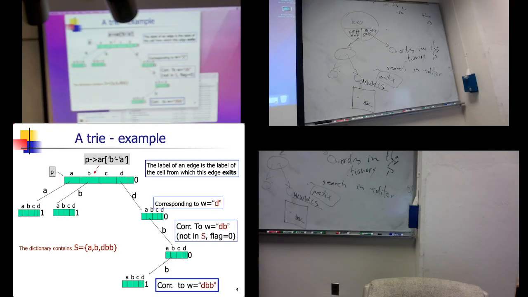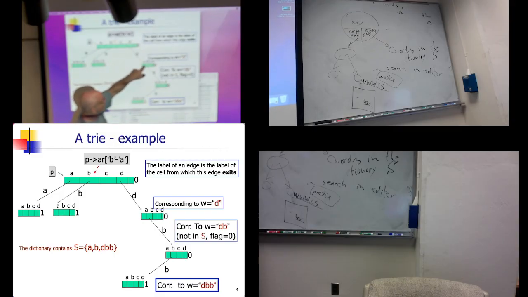And now we can understand what these flags all try to say. I'm asking, do I have to have this node in the trie? Yes, because it's on the path to a word that is in the trie. I cannot eliminate this node. However, this node, like every other node in the trie, corresponds to some word. What is this word? DB. Is DB in the dictionary? No, DB is not in the dictionary. So the flag of this node is 0. That's because DB is not in the dictionary.